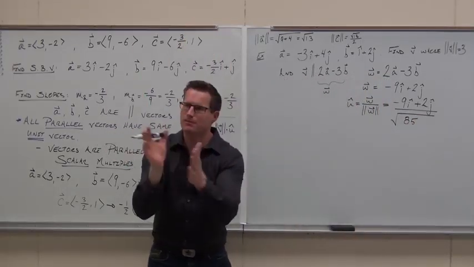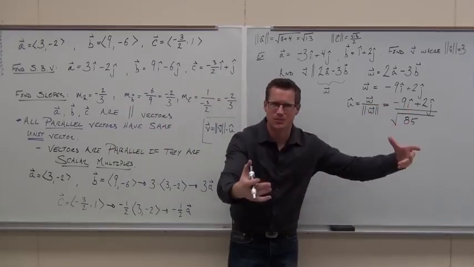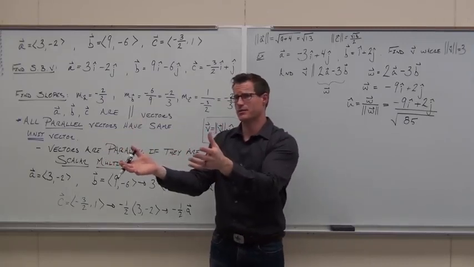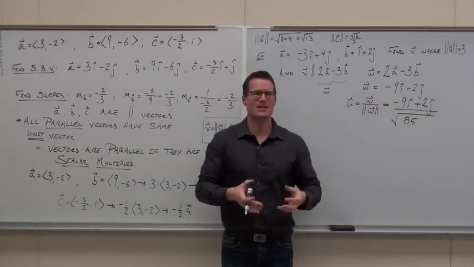Do you know why we did it? Come on, put it together. Do you know why we just found the magnitude here? What are we trying to get to? Unit vector. Why are we trying to get to a unit vector? Why are we trying to get a unit vector right now?